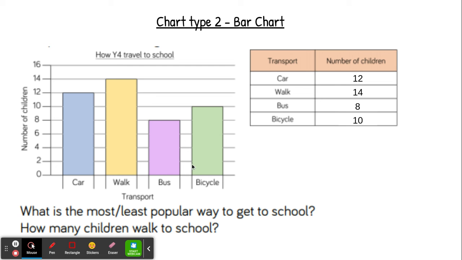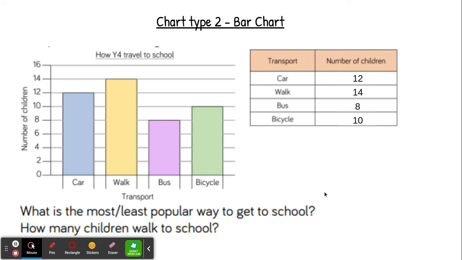Now, all of this information here, it came from this here, and this is called a frequency table. Now, frequency just means how many. So it tells you there how many came by car, how many walked, and so on. So this frequency table would be used to make this bar chart.